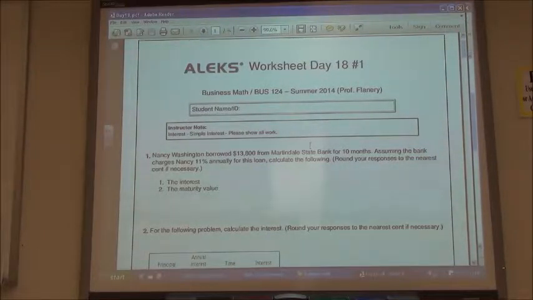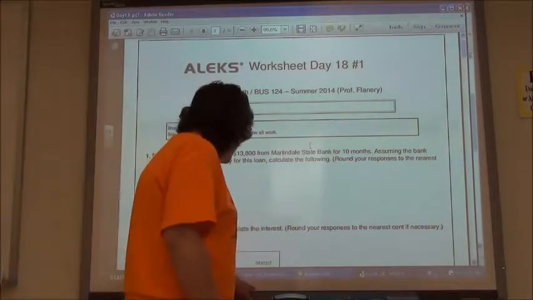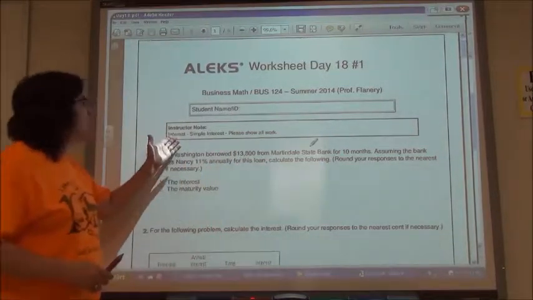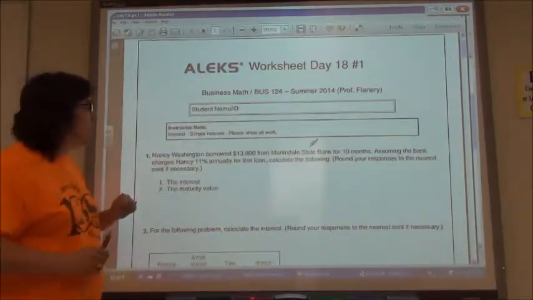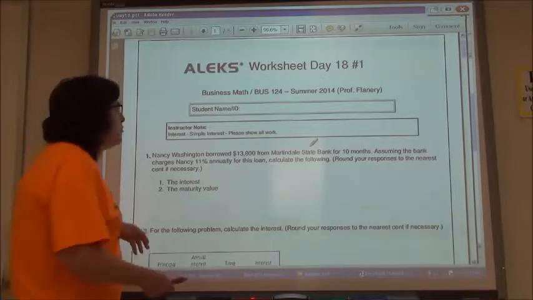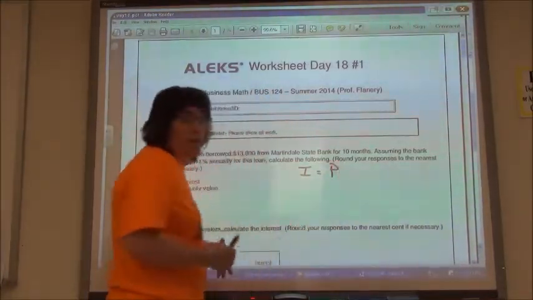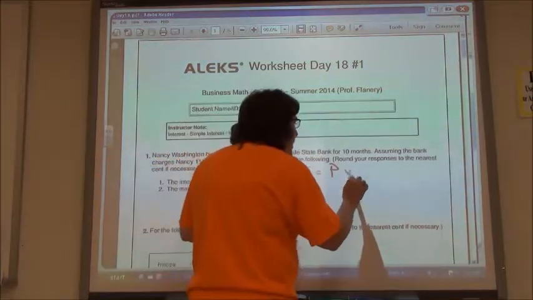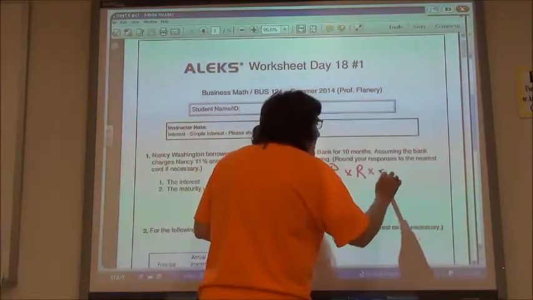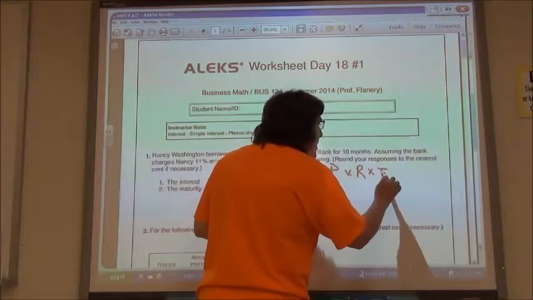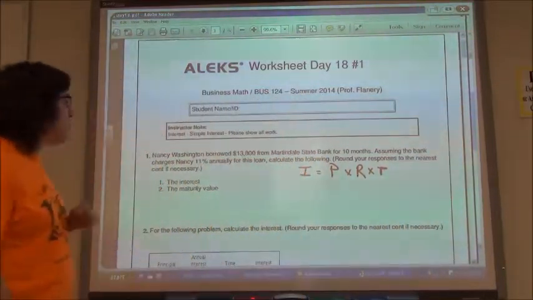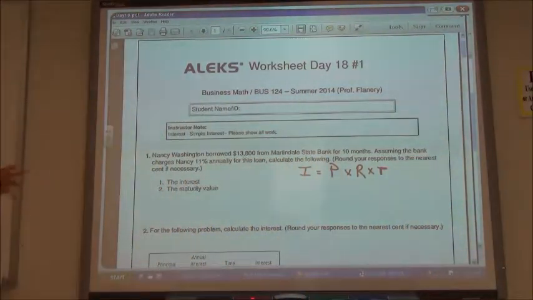All right, Business Math Worksheet Day 18. We're starting the section on interest, and first of all, we're going to do simple interest. For simple interest, interest is equal to the principal, which is your money, times your interest rate, which is your percent, times your time in years. And that's the important part: the time is in years.